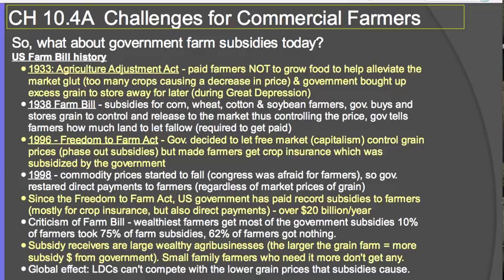And the small farmers, small family farms, are not getting any of the subsidies. So 62%, you can see here, of farmers get nothing. And 10% of the wealthiest farmers get most of the money. So these subsidies are paid by taxpayers.